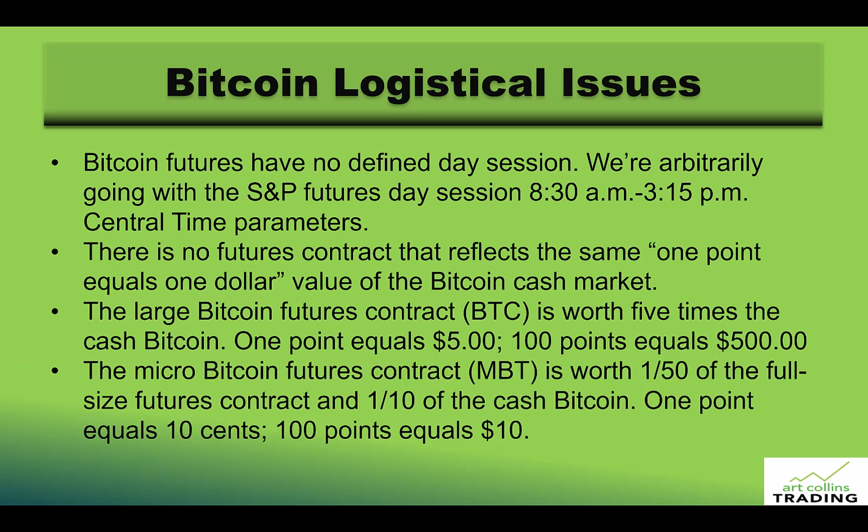But you can go in the opposite direction. They do offer micro contracts, which are worth 1/50th the value of the full size contract and 1/10th the value of the cash Bitcoin. 1 point equals 10 cents, 100 points equals $10. With me there?